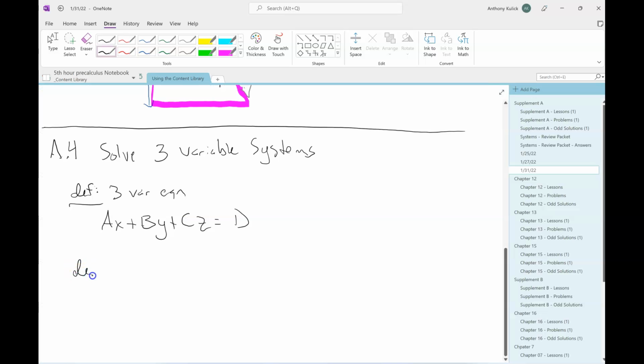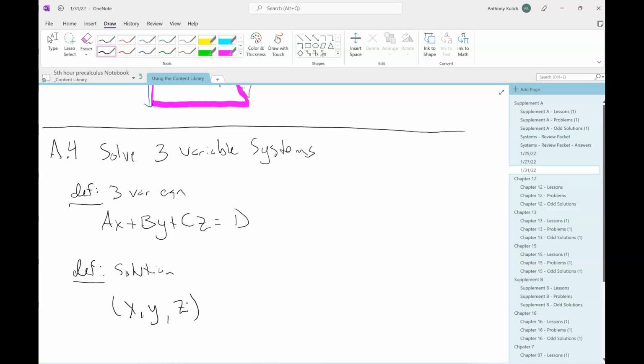So our solution then is going to be an ordered triple. So typically we order them in alphabetical order. If our variables were x, y, z, our solution is going to be the ordered triple, or the point x, y, z. And that point would have to satisfy the equations involved.